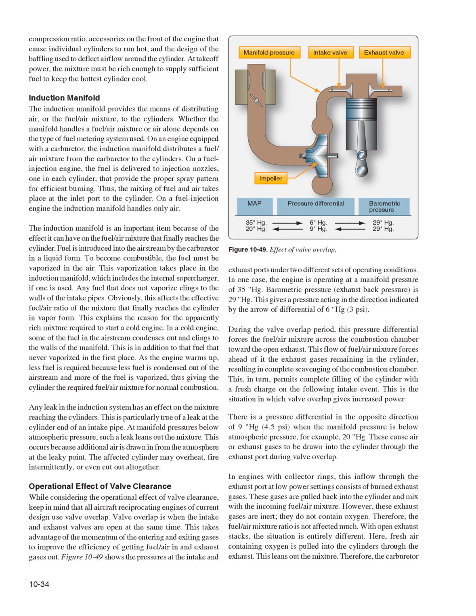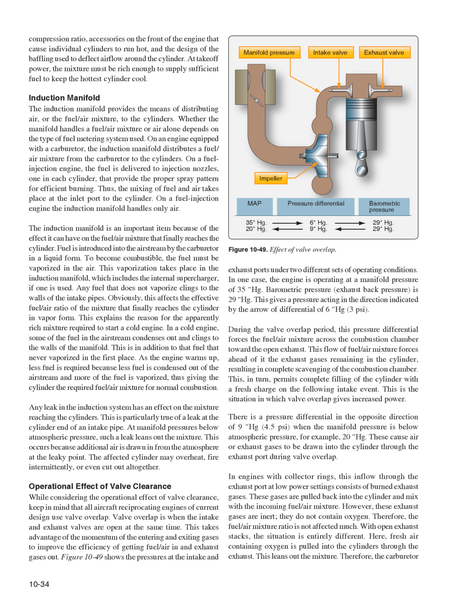There is a pressure differential in the opposite direction of 9" Hg, 4.5 pounds per square inch, when the manifold pressure is below atmospheric pressure, for example, 20" Hg. This causes air or exhaust gases to be drawn into the cylinder through the exhaust port during valve overlap. In engines with collector rings, this inflow through the exhaust port at low power settings consists of burned exhaust gases. These gases are pulled back into the cylinder and mix with the incoming fuel/air mixture. However, these exhaust gases are inert, they do not contain oxygen. Therefore, the fuel/air mixture ratio is not affected much.